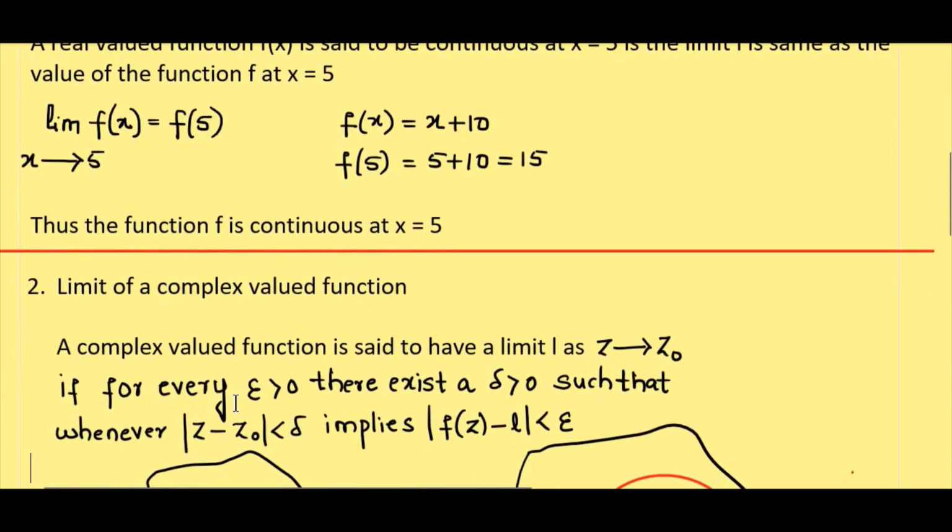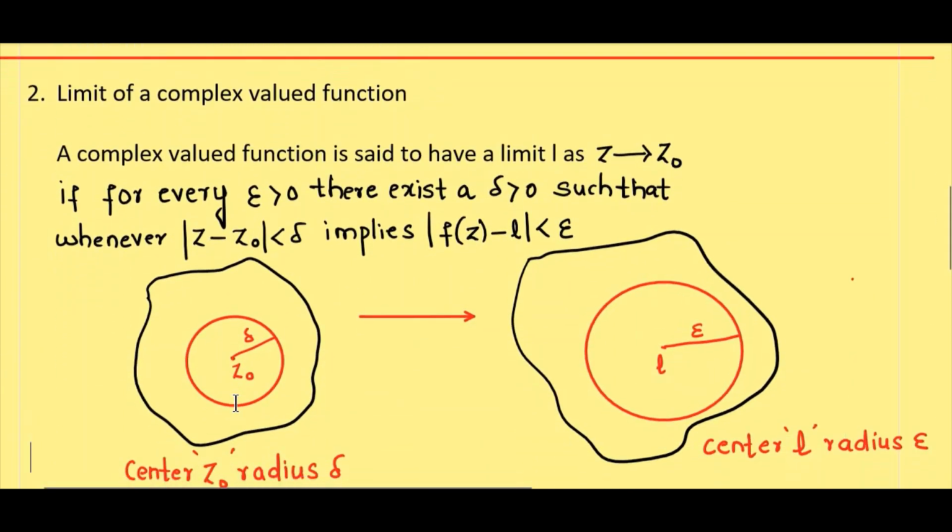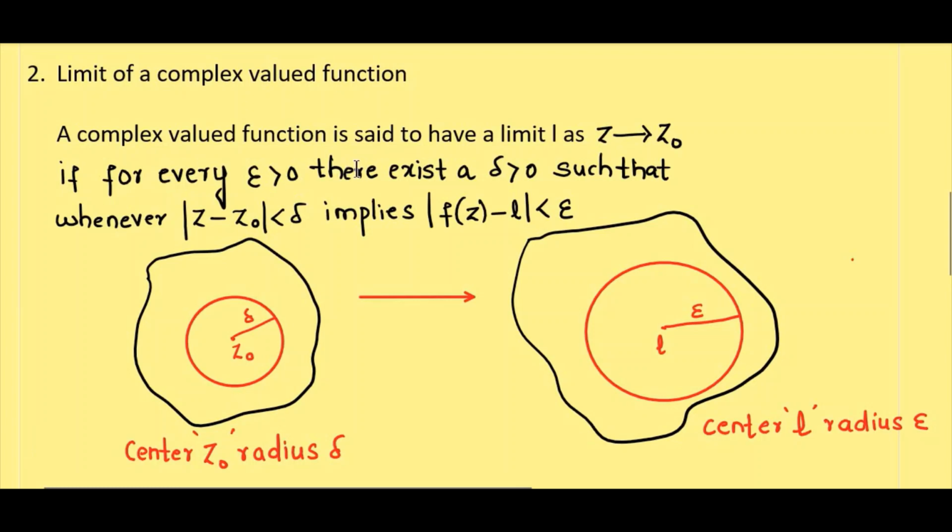Now let us discuss the limit of a complex valued function. A complex valued function is said to have a limit L as z tends to z0 if for every epsilon greater than 0 there exists a delta greater than 0 such that whenever modulus of z minus z0 is less than delta, then modulus of f of z minus L is less than epsilon.